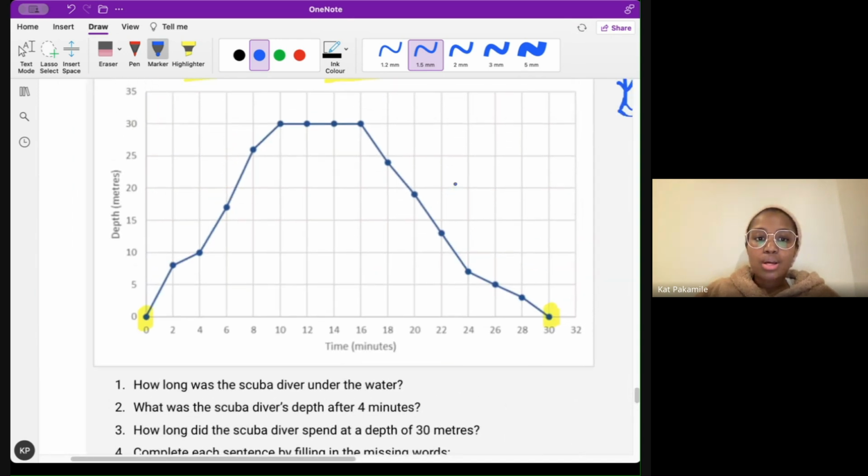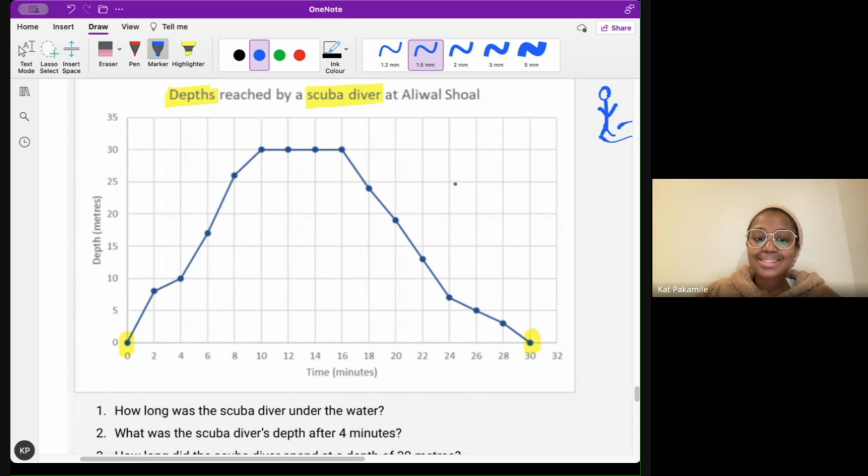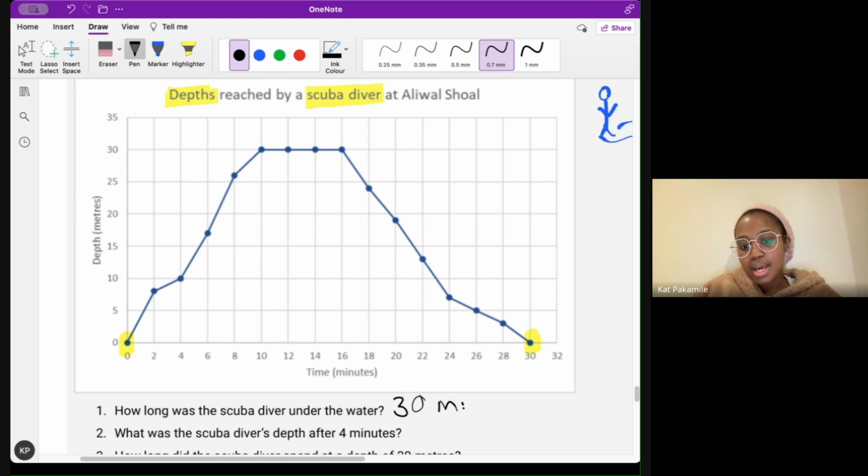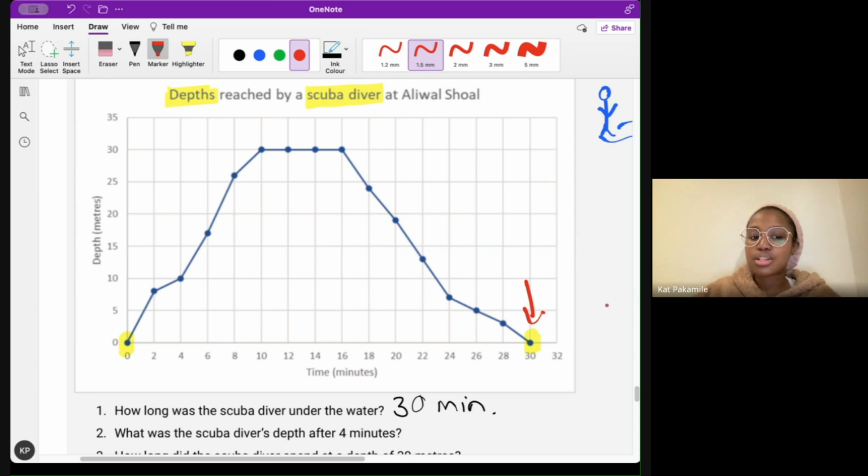How long was the scuba diver under the water? Let's look at the graph. Nice, Senyane. He was under the water for 30 minutes. And we know that because at minute 30 is when he is back on the surface. So minute 0 and minute 30 is when this guy is on the surface. That means he was under the water for 30 minutes.